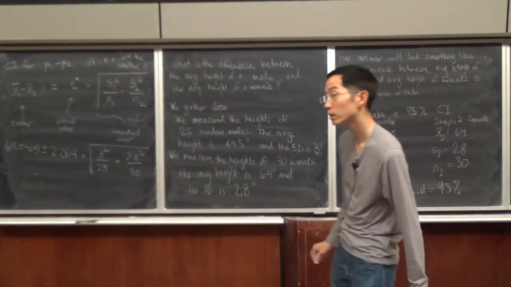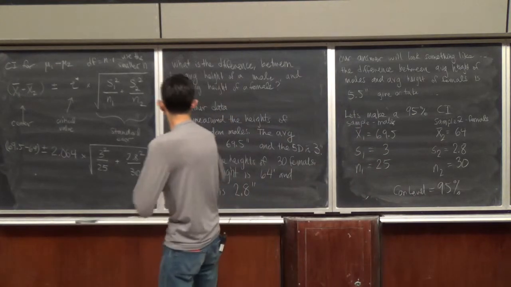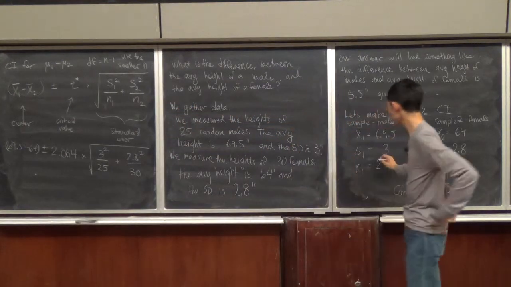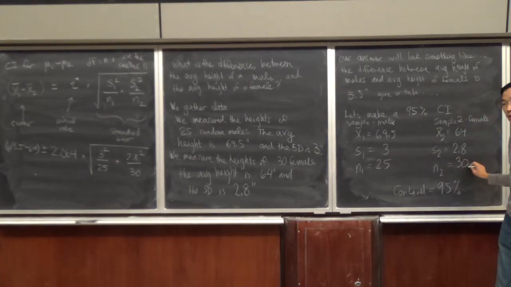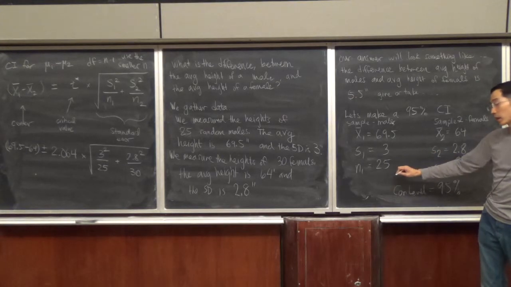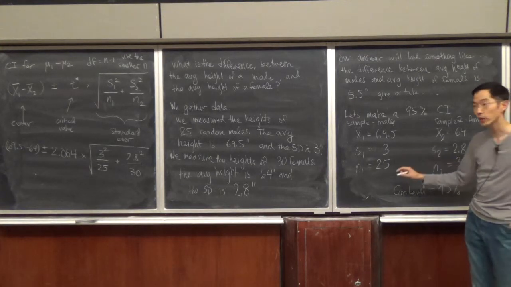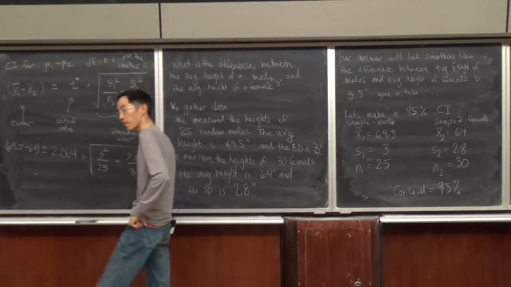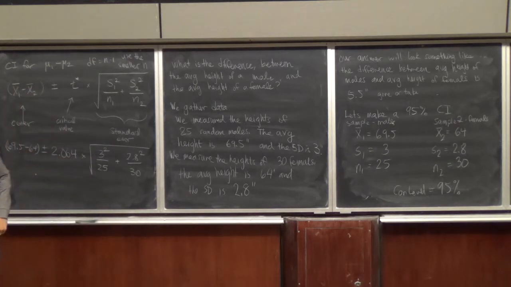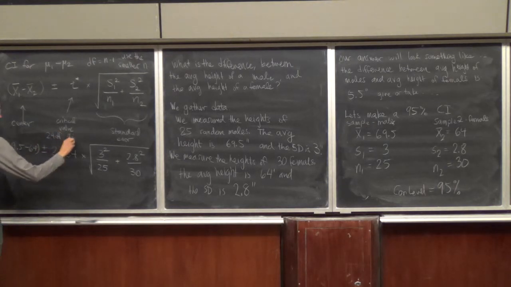How did I get what? 25 minus 1. I have two n's, I've got 25 and I've got 30. I'm going to use the smaller n, so I use 25. I do n minus 1 and I look that up in the table. So with 24 degrees of freedom and 95% confidence, my critical value is 2.064.